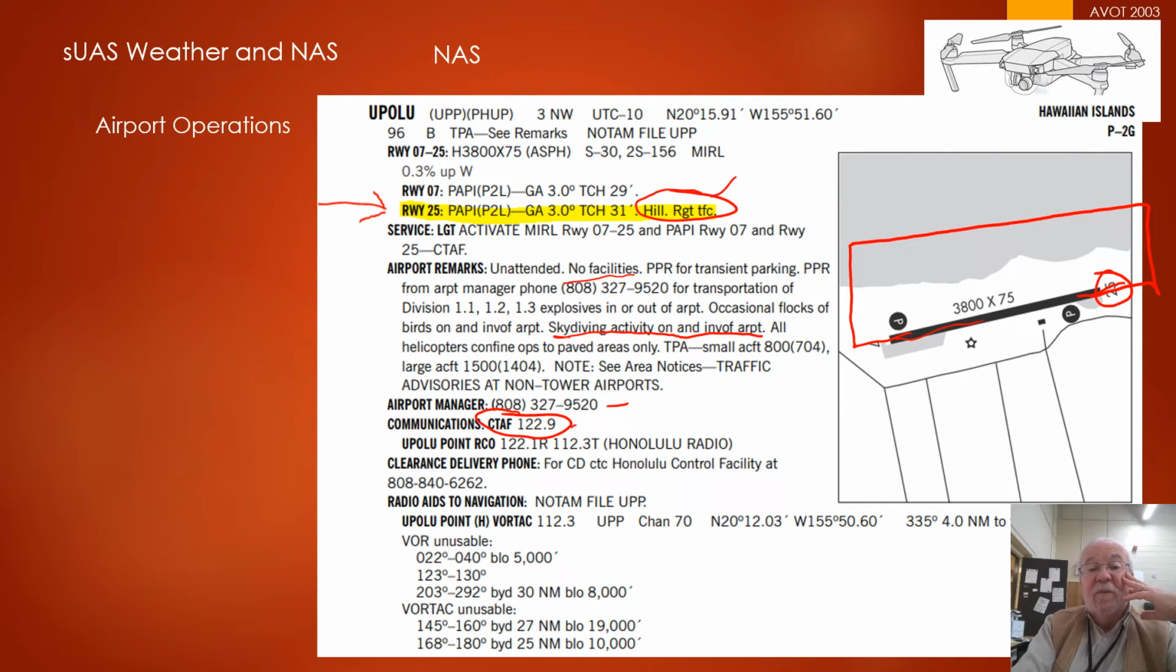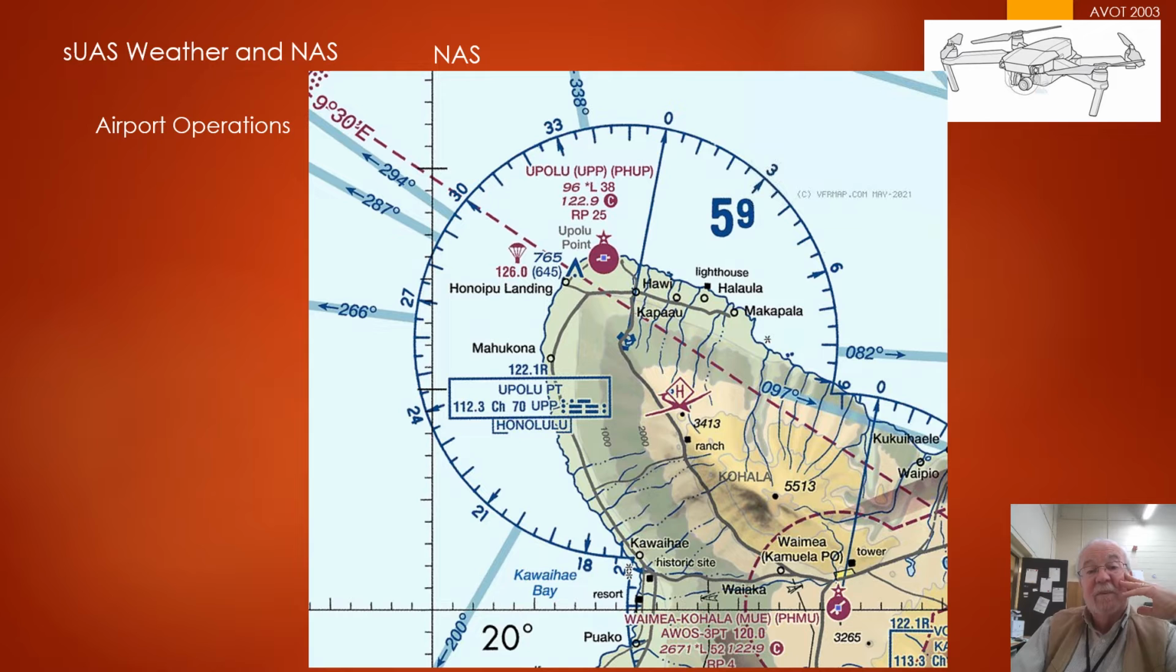Now they did say right traffic, hill. Let's look at the next slide and see if we can get some enlightening information about this. Here's the same airport. And you notice it does say right patterns for runway 25. That's the runway that was going this way, right? 360 degrees.